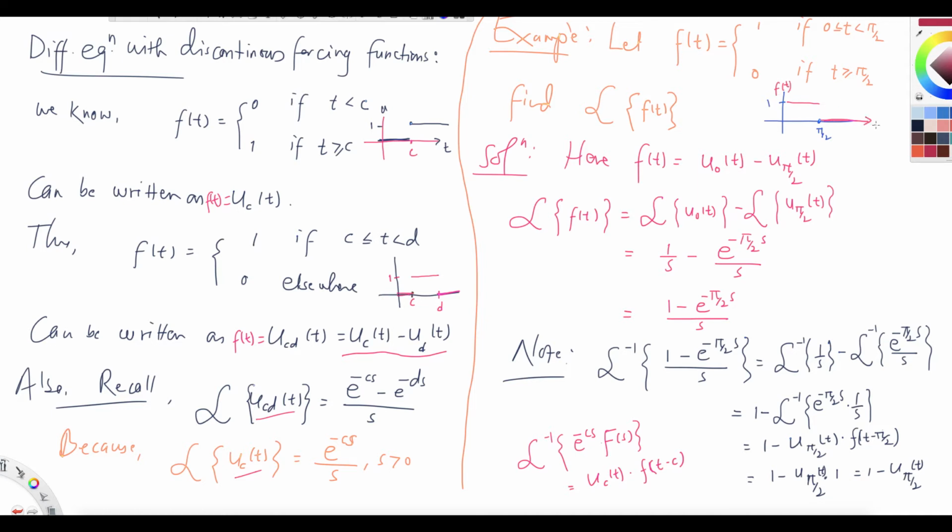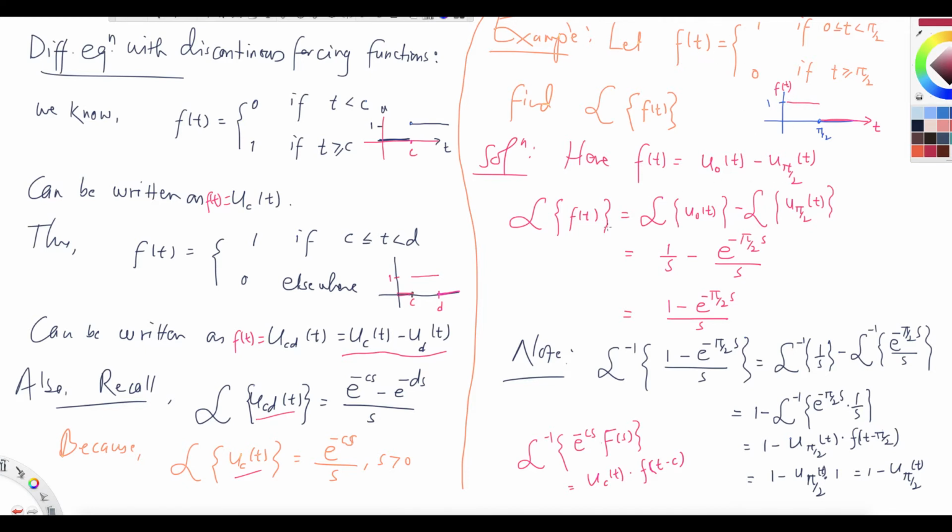So this is t, right? So this is a graph of function f(t). Now, how do you write this using the indicator function? If you write u_0, u_0 is everything right of 0 is 1. Whole thing is 1. Minus u_{π/2}, everything right of π/2 is 1. So if you subtract u_{π/2} from u_0, then that's what you will get. That's the f(t) you get, right?